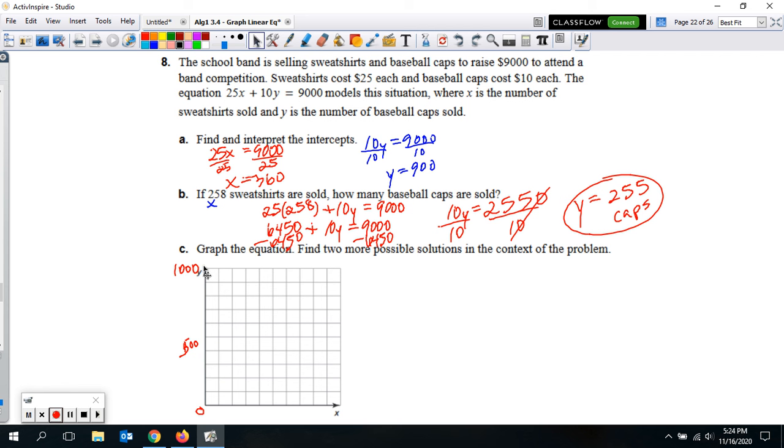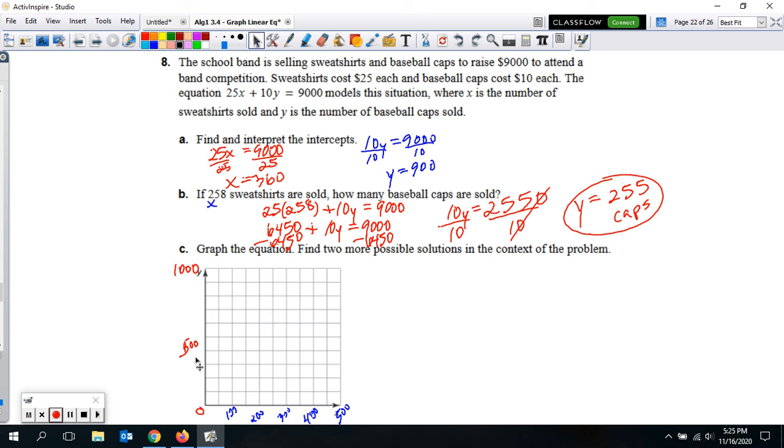Now the y-axis, remember, represents the number of baseball caps. And remember the y-intercept here was 900. So we need to get all the way up to at least 1,000 to see this y-intercept. If every box is worth 100, that'll get me to it. For the x-axis, I'm not going to need to go by 100s. I'm going to go by 50s, so each box is going to be 50. That way I can get over to 360 for this x-intercept.